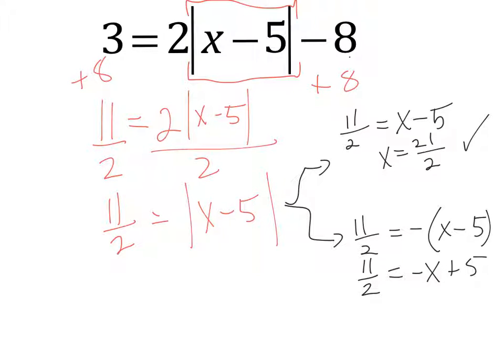Second one, 11 over 2 equals negative x plus 5. If I subtract 5 from both sides, that's minus 10 over 2. I get a half is equal to negative x. In other words, x is negative a half. Okay, negative a half minus 5 is negative 5.5. Absolute value makes it 5.5. 2 times 5.5 is going to be 11, and 11 minus 8 is going to be 3. Hey, that one works too.